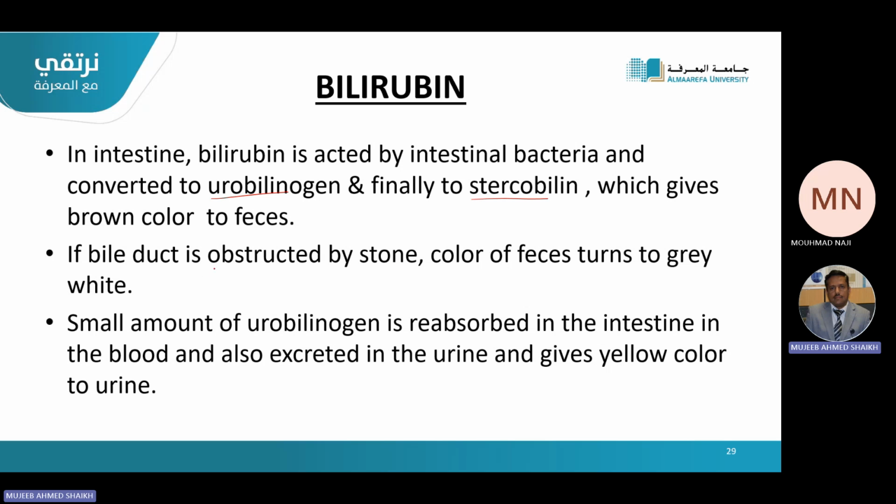If the bile duct is obstructed, as I was telling you before, by a stone, then the color of the feces will turn gray or white. Clay color stool will be formed. This is because of the obstruction to the bile duct, so that bilirubin is not reaching the small intestine. Okay. In the intestine, it will be reabsorbed and excreted through the urine as urobilin.